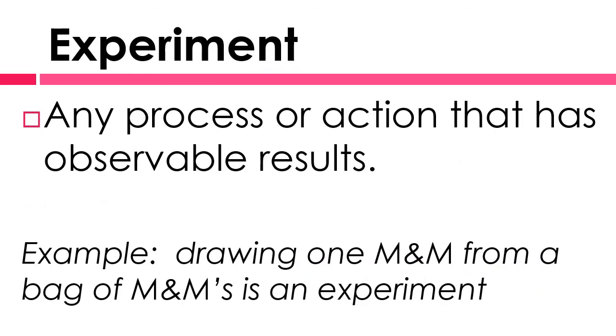An experiment is a process or an action that has observable results. So for example, in probability, we might be drawing an M&M from a bag of M&Ms. That would be the experiment. Or flipping a coin would be an experiment. Or rolling a die, that would be an experiment.